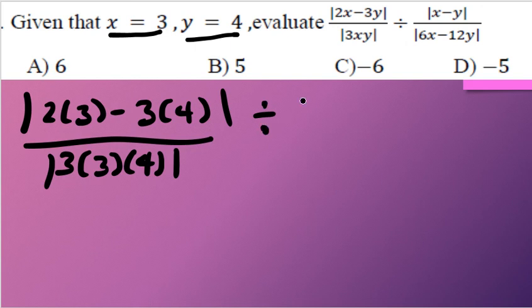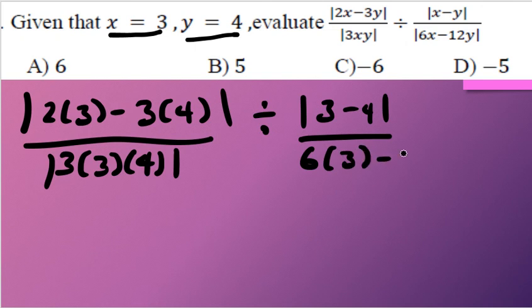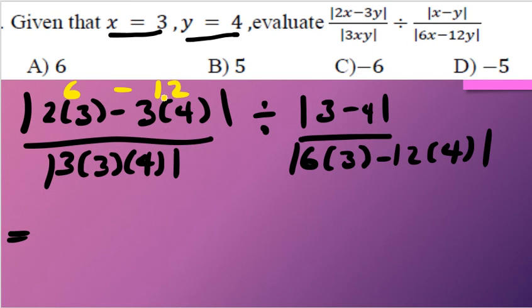Then we have the absolute value of 6 minus 12, the whole over 36, in absolute value. We have to do it there. 2 times 3 is 6 and 3 times 4 is 12. 6 minus 12 will be negative 6, but in absolute value the positive will be extracted. Here, 3 times 3 times 4, that is 9 times 4, is 36.